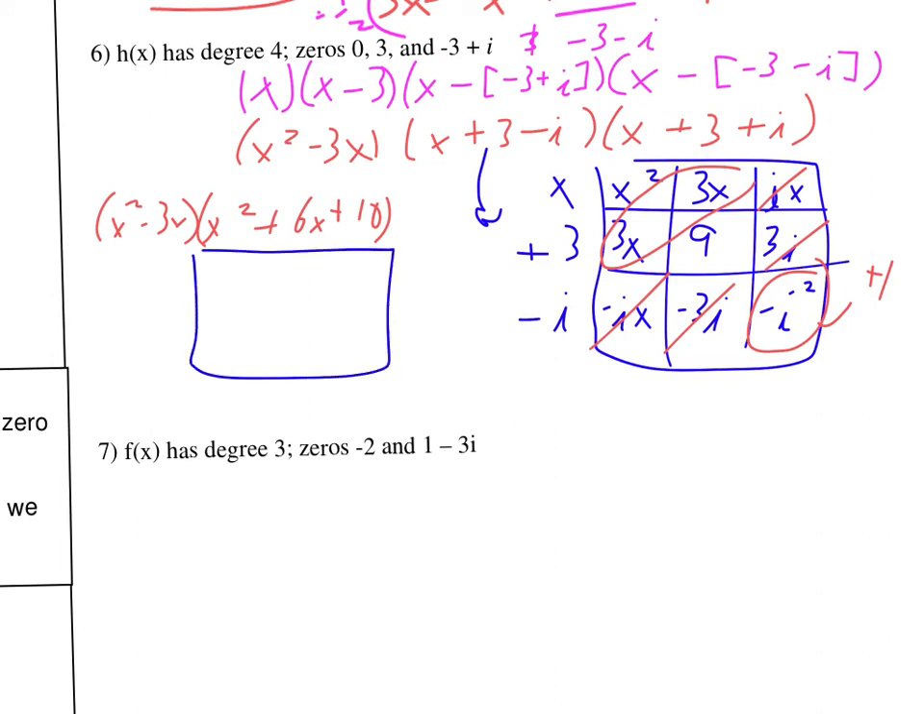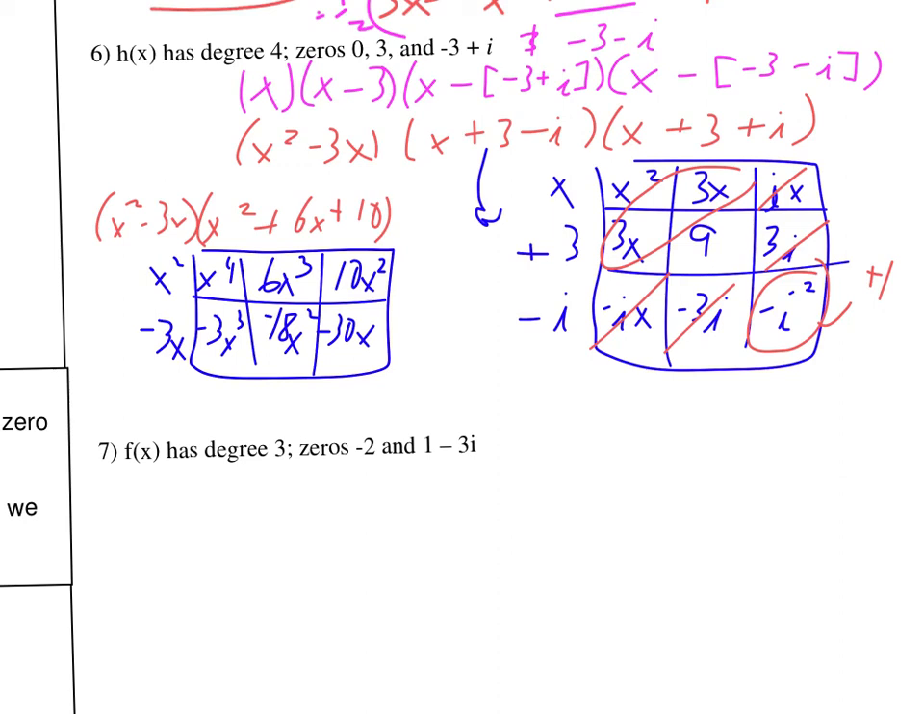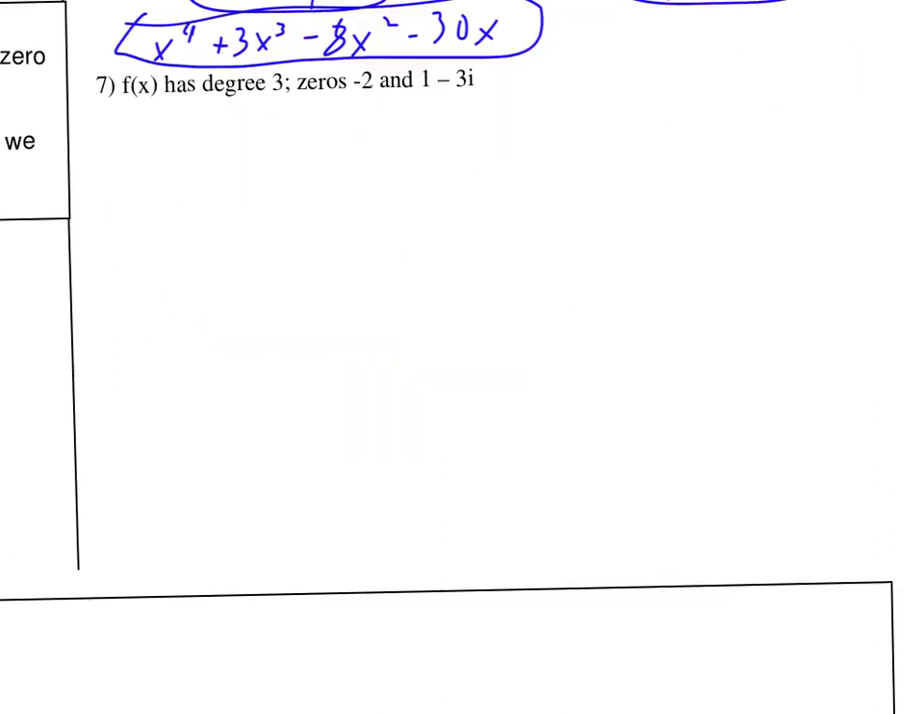So I'm going to go ahead and now build a 3x2 box. Put x squared minus 3x down here. So I get x to the 4th, 6x to the 3rd, 10x squared, -3x to the 3rd, -18x squared, and then -30x. So I'll combine like terms now. So we get x to the 4th, plus 3x to the 3rd, minus 8x squared, minus 30x. We didn't have any requirements for coefficients, so we are all done.